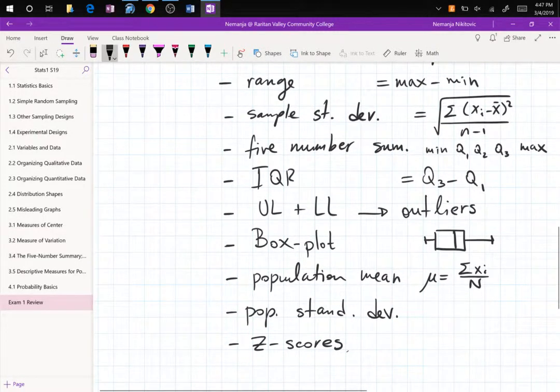Population standard deviation, we call that sigma, was the square root of summation of, again, xi minus, now it's mu, squared divided by capital N, no minus 1. Oh, go back to sample standard deviation, put a lowercase s, because lowercase s and sigma are different. And finally, z-score. What is the z-score measuring?